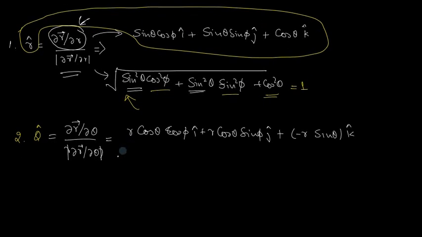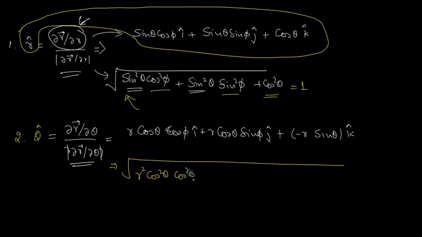So in modulus, this quantity will be the square root of r² cos²θ cos²φ plus r² cos²θ sin²φ plus r² sin²θ. So here take r² common from everywhere. This cos²θ you can take common. This and this, sin²φ plus cos²φ, will become 1. So you are left with r² cos²θ plus r² sin²θ.